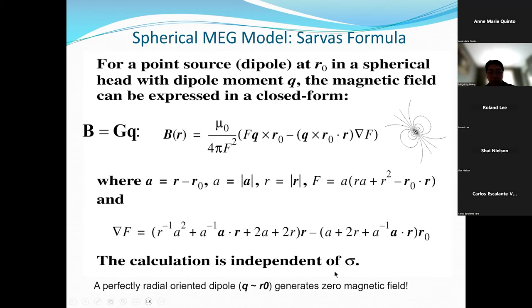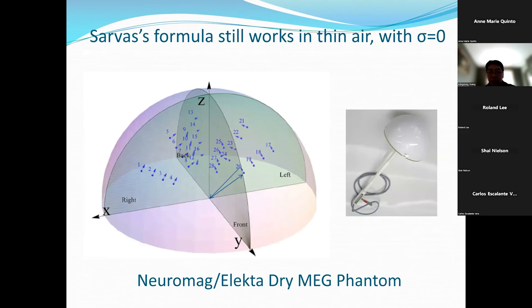Because in this formula sigma plays no role, some scientists from a company called NeuroMag, which has built our MEG machine, got excited. Hey, if sigma does not contribute at all to the Savart's formula, what if I assume sigma is zero? Can I build an MEG phantom? Indeed, that actually worked very well.